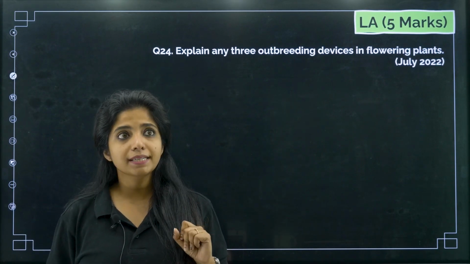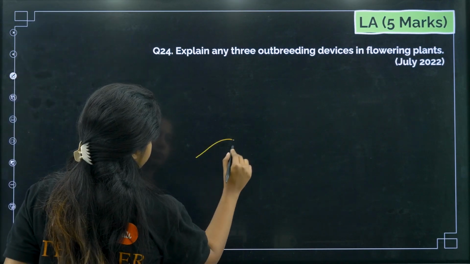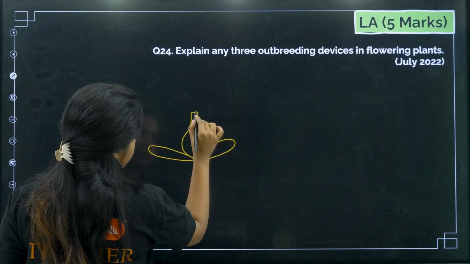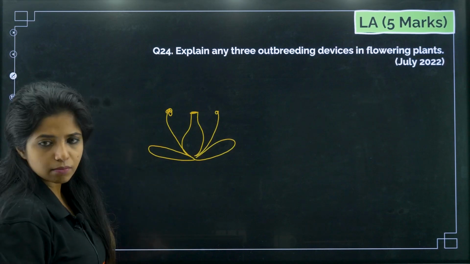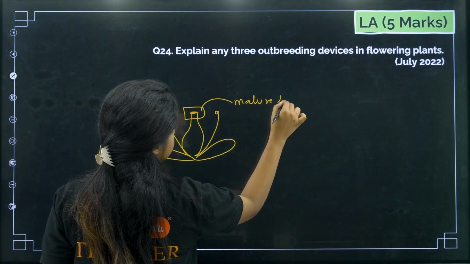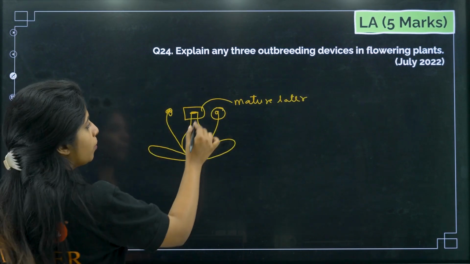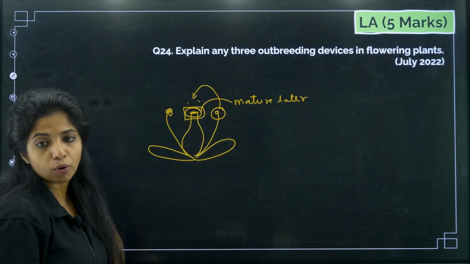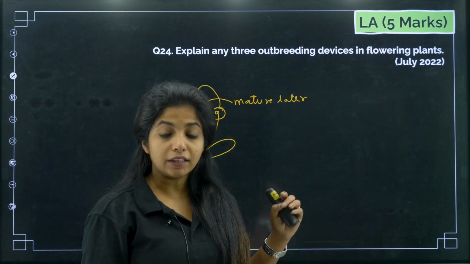One point is, for example, this is a flower. It has the female part and it has the male part. Sometimes this part will mature later and this part might mature early. So probably when it gave the pollen grains, the female part is still not receptive to receive the pollen grains, because it has not matured. So, that is one way.